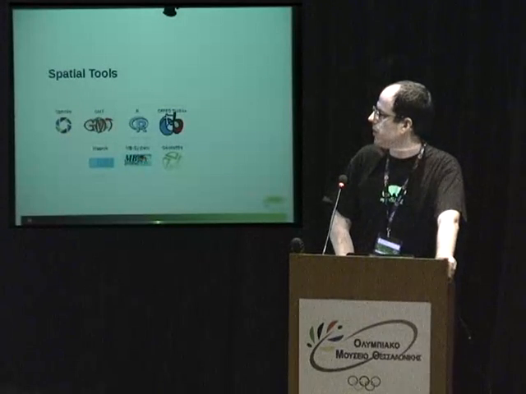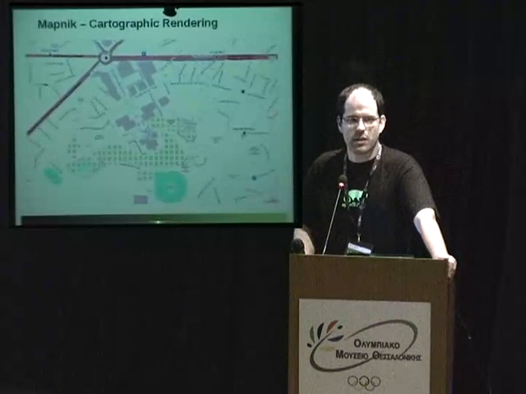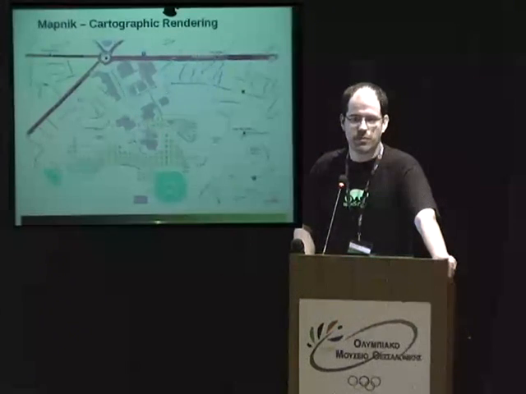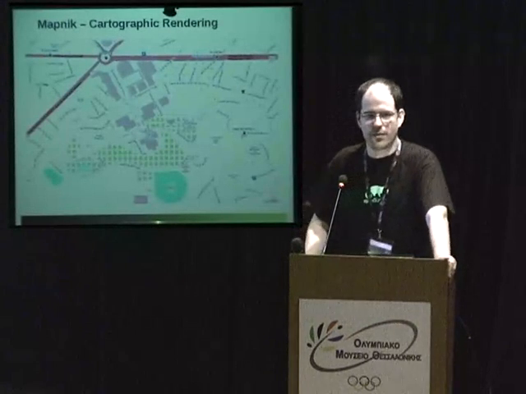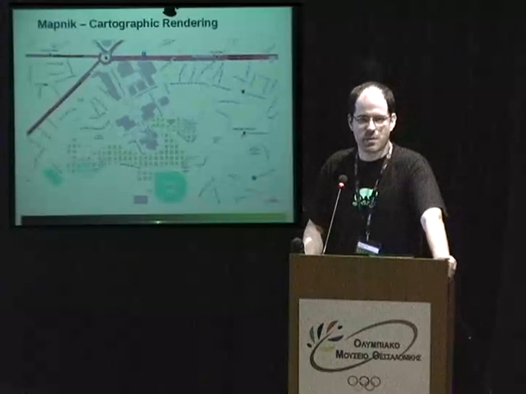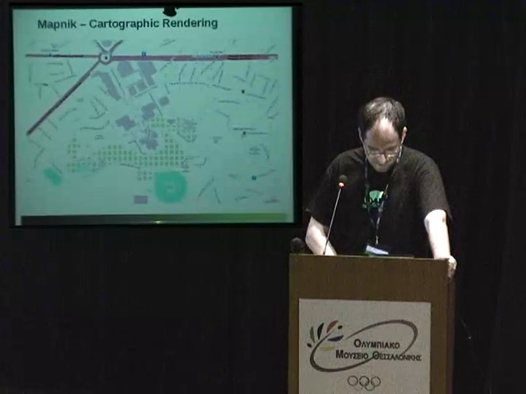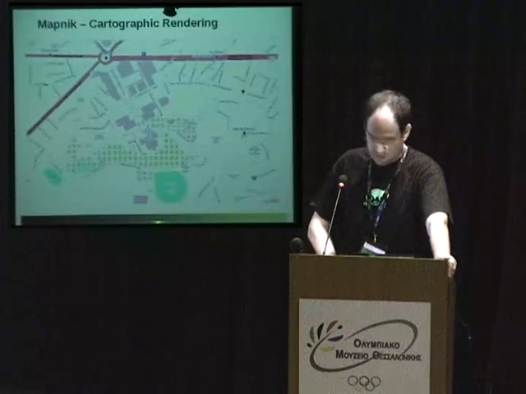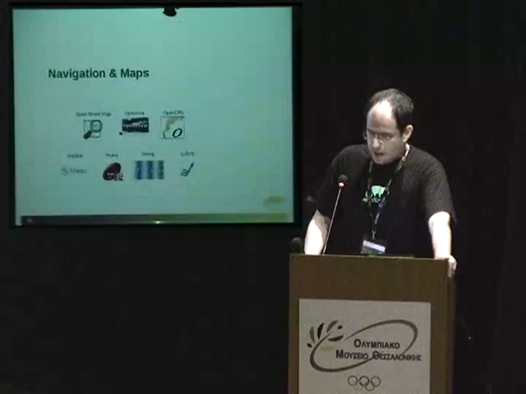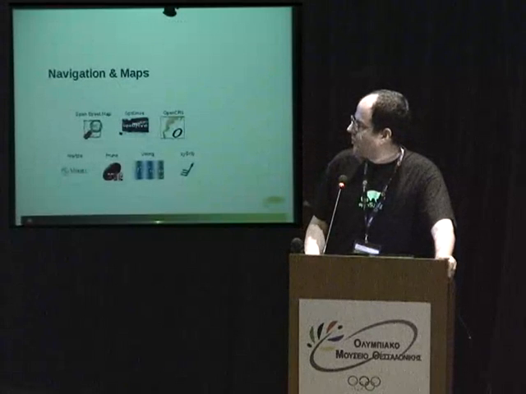For example, we have Mapnik. Mapnik is a rendering engine that is used to draw the maps of OpenStreetMap. I think most of you have seen OpenStreetMap and the free maps that are available through the web. And the rendering engine is Mapnik. And let's move on because I have so many projects I cannot focus on each one of them.